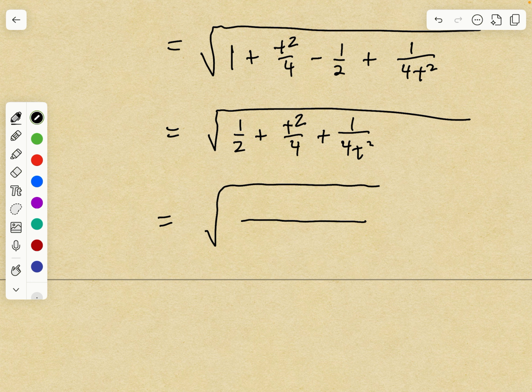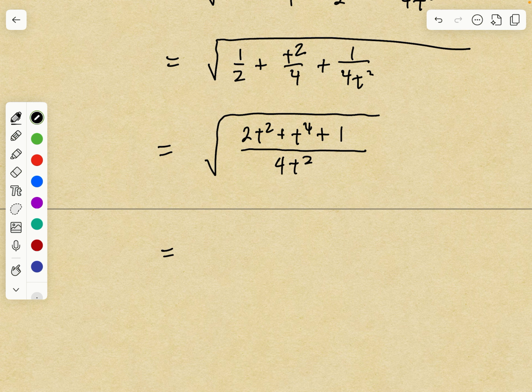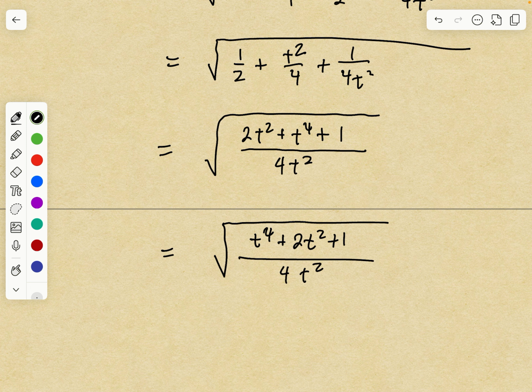So our common denominator is going to be what? 4t squared, right? So how am I going to work with this 1/2? I have to multiply the top and bottom by 2t squared. So I'm going to get a 2t squared here. For the t squared over 4, what do I need to multiply top and bottom by? t squared. So this will give me t to the 4th. And then I'm going to get a 1. So I'm going to get the square root. Let's rearrange things like this: t to the 4th power plus 2t squared plus 1 over 4t squared.